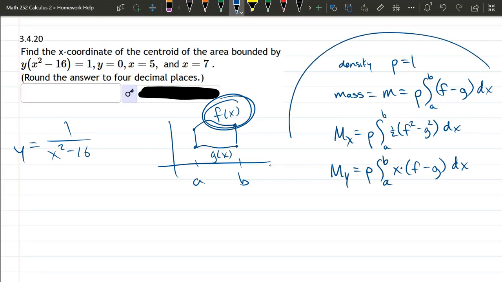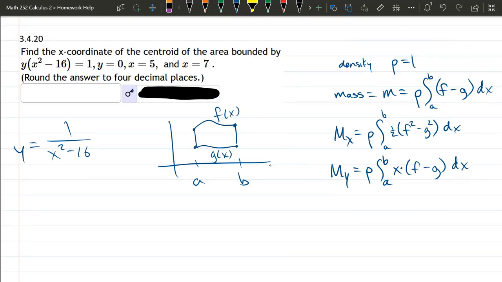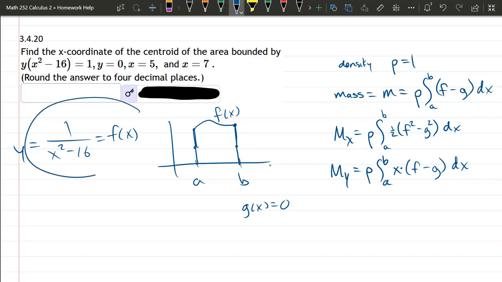I have all the formulas we need here. The upper function is f. The lower function is g. Our g of x is the x-axis, so our g function is 0. And this is our f of x function, the upper function. It was important to check that this function was above the x-axis. If it was other x values, like x values closer to 0, this function would be negative and it would be the bottom function, and then this 0 function would be the top function in that case.